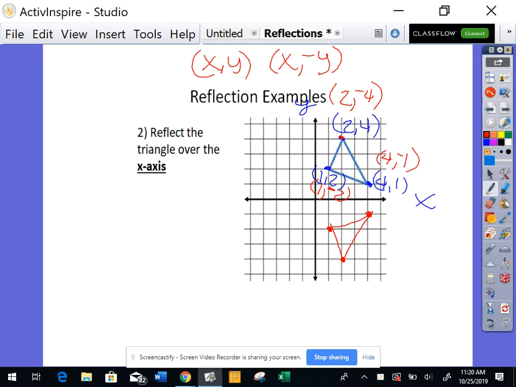But just notice the shape stays the same size. The sides remain congruent. The angles remain congruent. Nothing about it changes in terms of shape. Okay, but what does change is the orientation. The orientation changes, all right? So the vertices are not facing the same direction. So when that happens, you know you got a reflection.